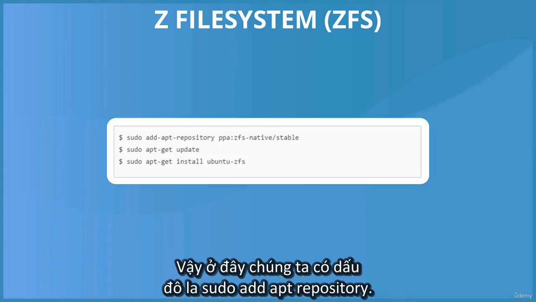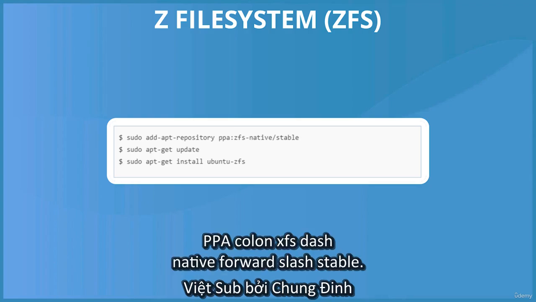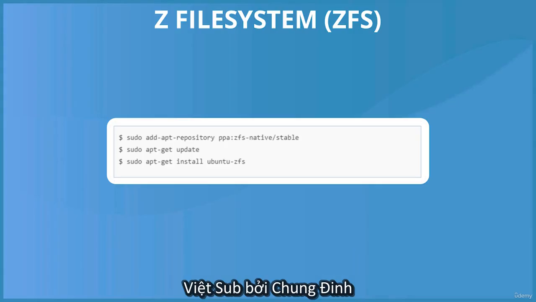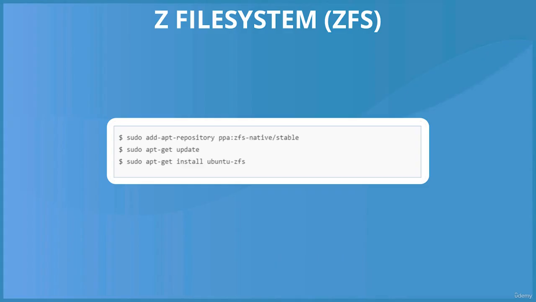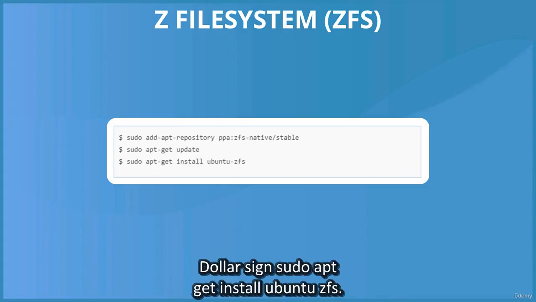So here we've got $sudo add-apt-repository ppa:zfs-native/stable. Also, $sudo apt-get update, $sudo apt-get install ubuntu-zfs.